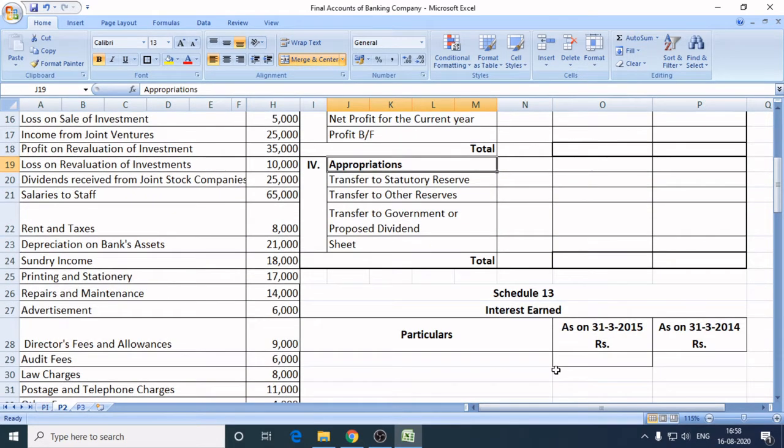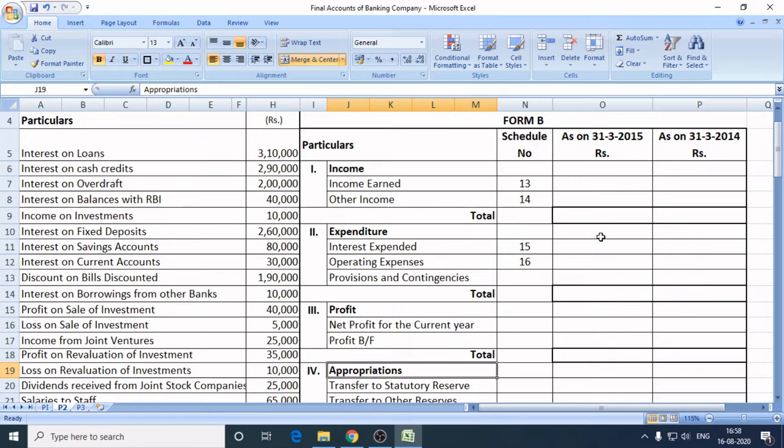So details will come in schedules and summary will come in form B, that is the format of profit and loss account. The first is interest on loan. Now, interest on loan is what? The bank has received interest on its loans from its clients.